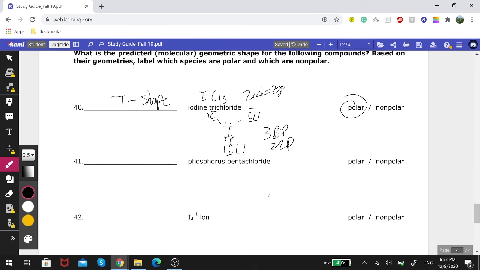Next, phosphorus pentachloride, PCl5. P has 5. 5 plus 7 times 5 is 40. So P, 1, 2, 3, 4, 5, Cl, Cl, Cl, Cl, Cl. If each of these has 8, it'll become 40 exactly. So that's great. This will be nonpolar since there are no dipoles, and this has 5 bonding pairs. 5 bonding pairs make trigonal bipyramidal.